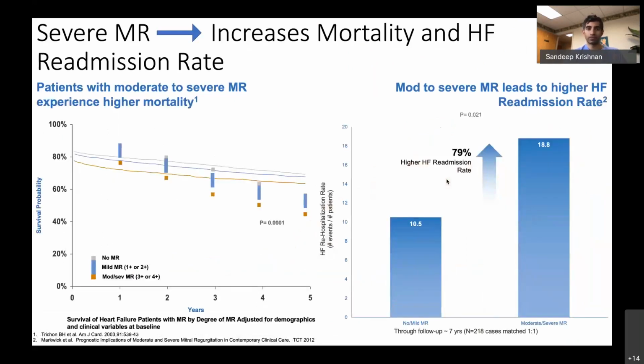And if you have severe MR, it actually increases your mortality and your heart failure readmission rate. Now, the reason that MR is so deadly is that we don't have great pathognomonic criteria for assessing it on transthoracic echo. For aortic stenosis, you can see a crunchy aortic valve that will clue you in to say, okay, these aortic valve leaflets aren't opening properly. With MR, we don't have that.